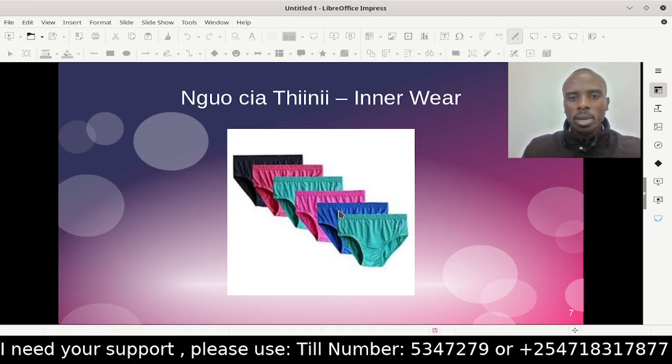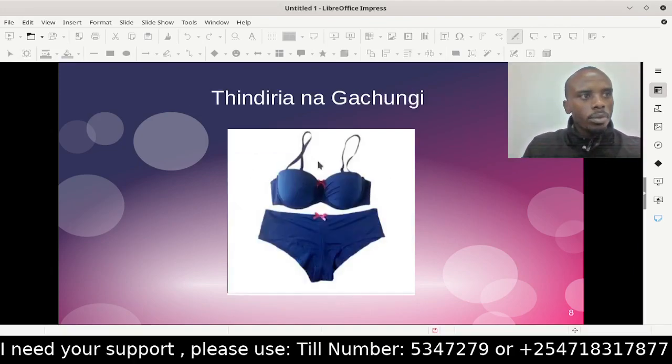We will say Nguo shiadeini. All the inner wears, that is Nguo shiadeini. Then we go to the next one. We have this one, it's called Didiria, and this is Kashugi. So I hope you get it. Didiria, Kashugi. Those are the common names given to them among all other words, but you can still say Nguo shiadeini.